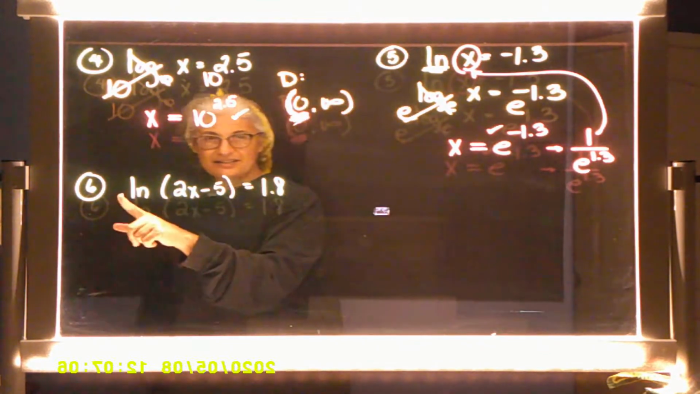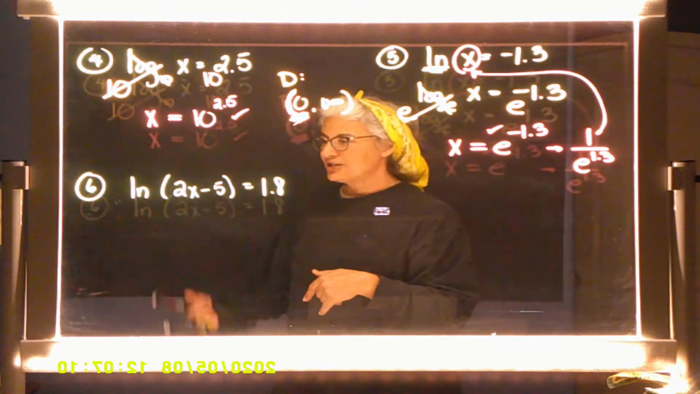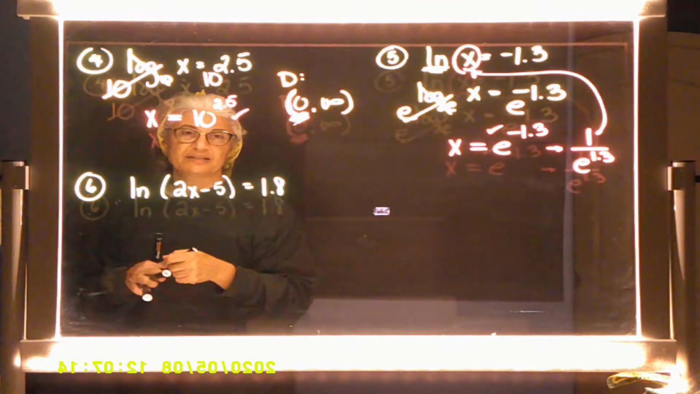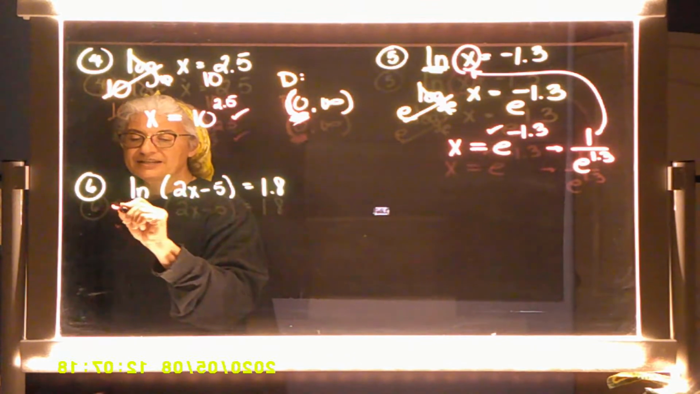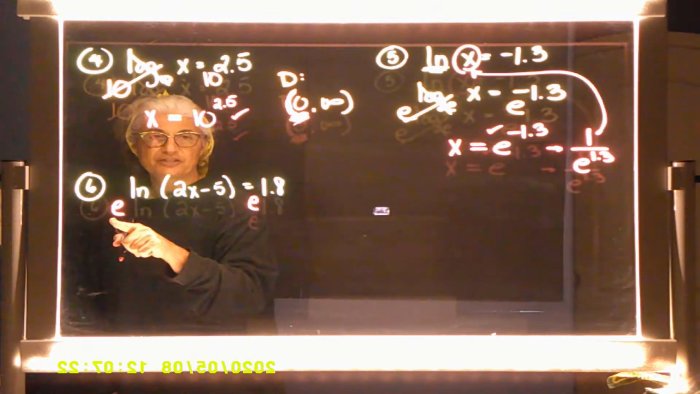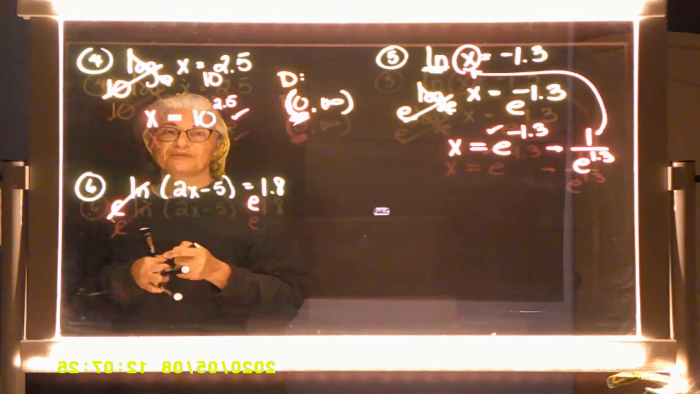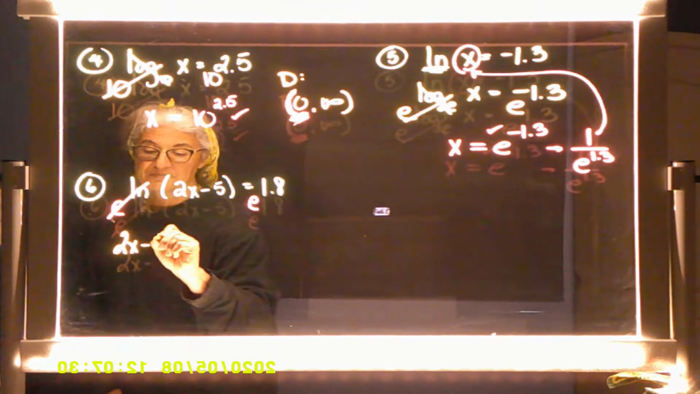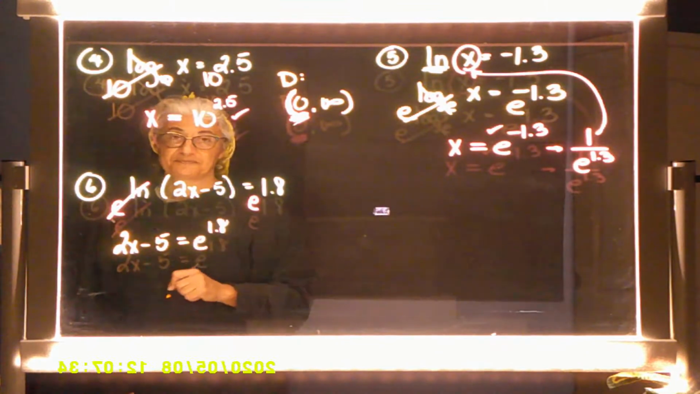Again, you see that ln? What base is it? Yeah, that's a base e, which means, and some of you may want to rewrite it, and some of you are like, I don't need to. You know who you are. I'm going to take the exponential base e of both sides, because exponential base e and log base e cancel, don't they? Good, which means we end up with 2x minus 5 equaling e to the 1.8.